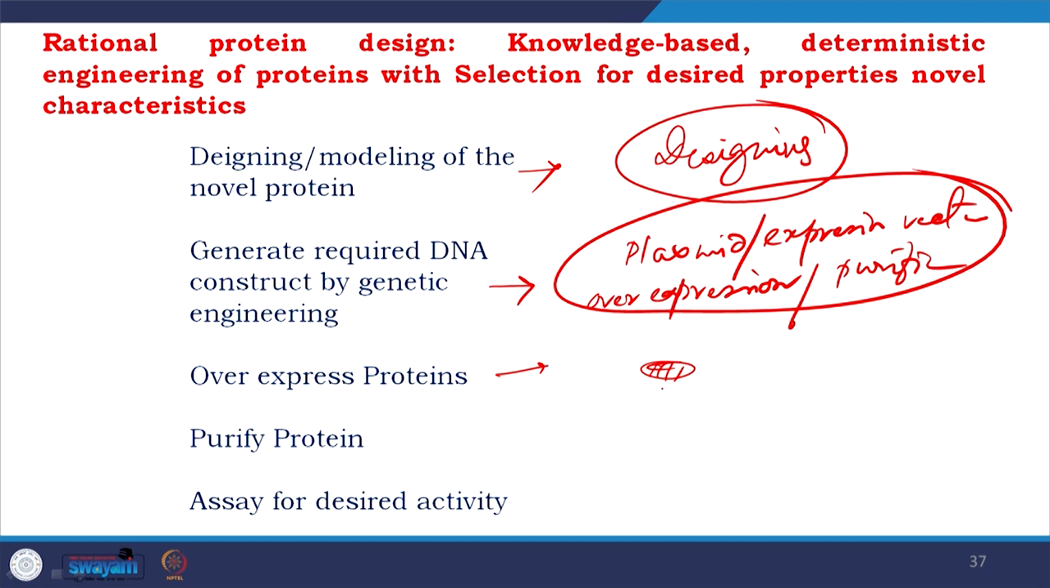The protein should overexpress, because if you do it, let us say, in E. coli as a known system, E. coli has around 5000 proteins. So, you have to make your protein exclusively expressed. Once it is expressed, you have to purify it. There are many purification strategies, I have already told. Once you get the purified protein, you have to go for assays which will tell whether the desired function for which you did the designing is present or not.